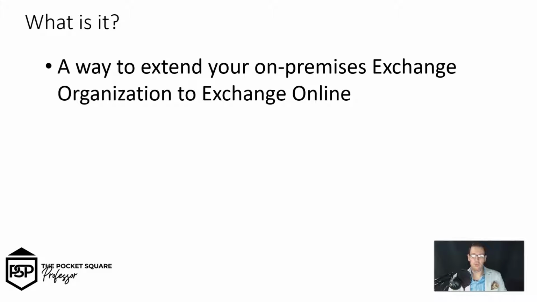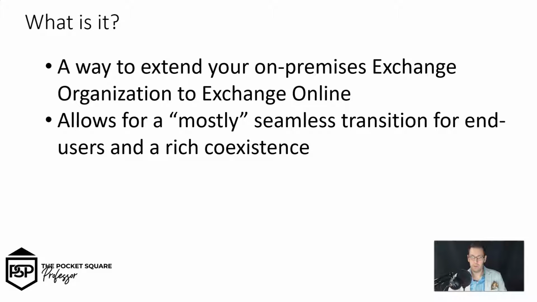Well, it's a way to extend our on-premises Exchange organization to Exchange Online. Now, it's important to understand that we're looking at extending, okay? So we are taking our on-premises organization and extending it to Exchange Online so we can use both, hence the name hybrid. We're able to utilize both. And why do we care, or what's the purpose of it? Well, this allows for a "mostly" seamless transition for end users, and I use "mostly" in quotations because there are some caveats which really dive down into the technicalities, which we'll talk about, of course, but we're not going to dive into. But it is a mostly seamless transition for end users and a rich coexistence.